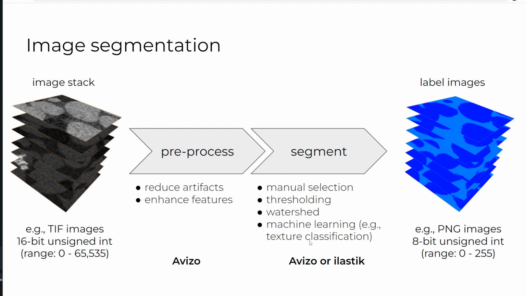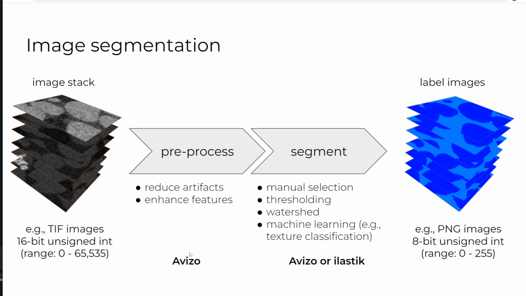Later on, I will also talk about Ilastik, which is an open source application that is widely used in the research community for performing image segmentation. So we can use Ilastik as an alternative to Avizo. Let's say once you've exhausted all the segmentation methods using Avizo and are still not satisfied with the results, then you can use Ilastik as an alternative to try and get better results.